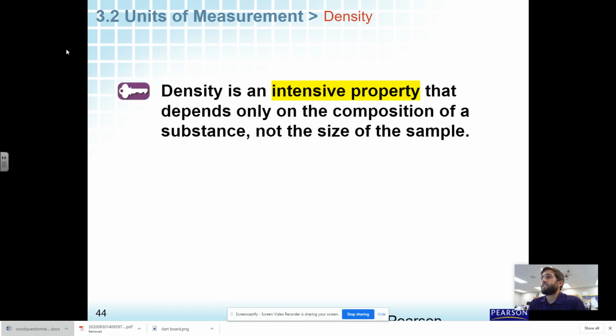So density is an intensive property that depends only on the composition of a substance, not the size of the sample. So going back to last unit, intensive property means it is kind of what it says right there. It doesn't depend upon how much you have, but just what type of matter you have. So the density of water is always 1. It changes slightly with temperature, but it's always 1 no matter how much water you have. Okay, that's what that means.